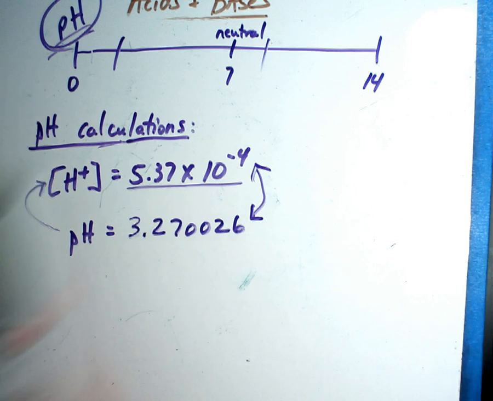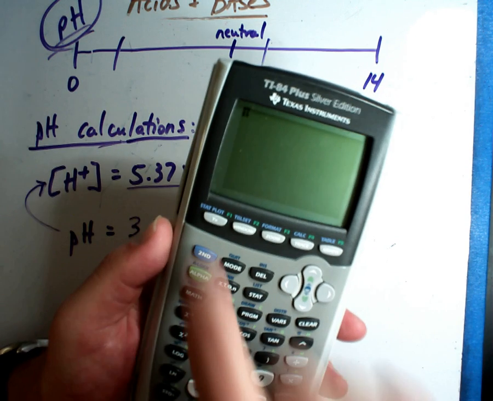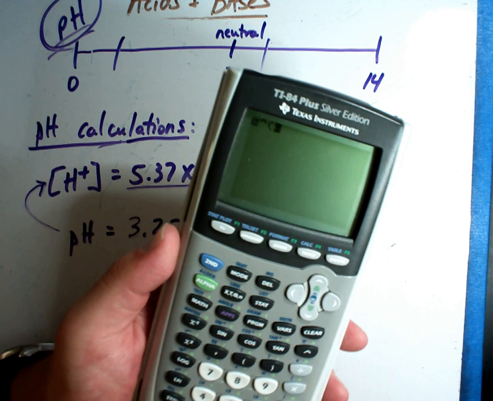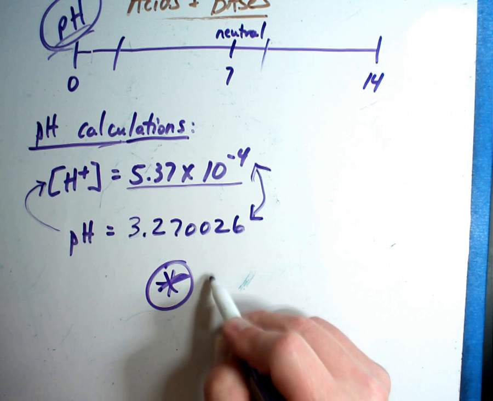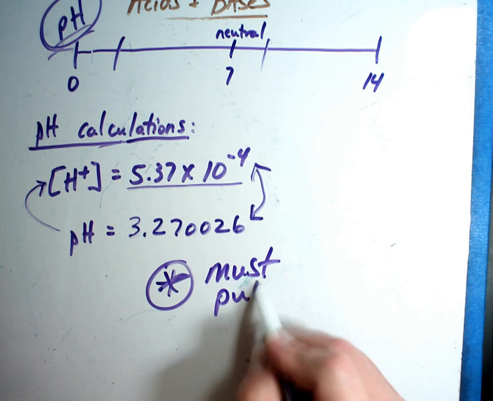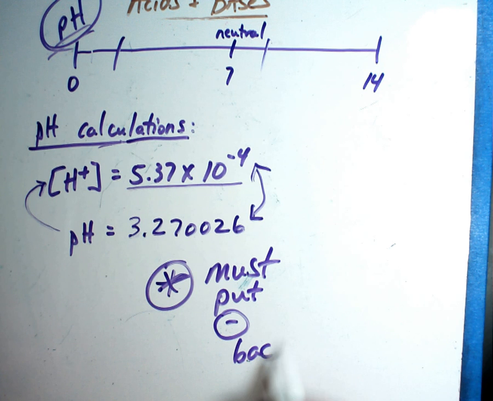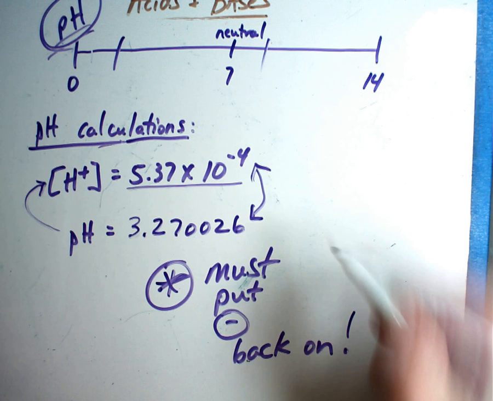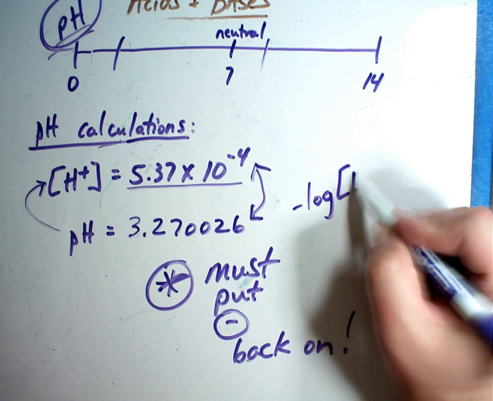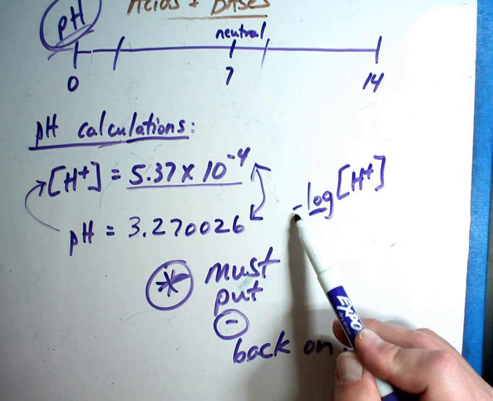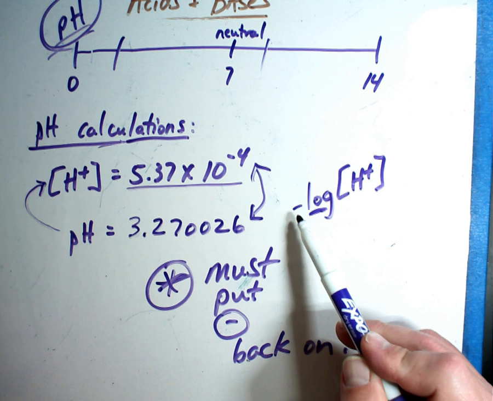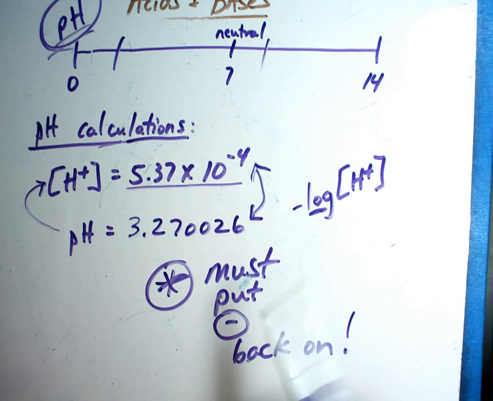Real easy to do. Starting on this calculator, I'm going to hit second function 10 to the x. You'll notice it opened the parentheses. Super important, big star. Write this in your notes. Must put the negative back on. Now, why? Well, the formula was the minus log of the H concentration we learned in the last video. This took off the 10 to the x, and the negative made it where you had always a positive number. So you got to put the negative back on. You must put the negative back on. So let me show you how to do this.